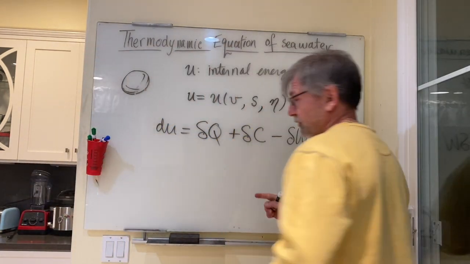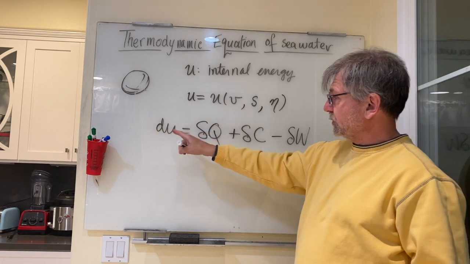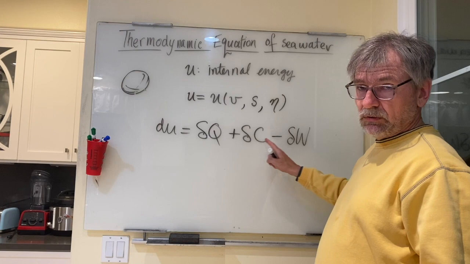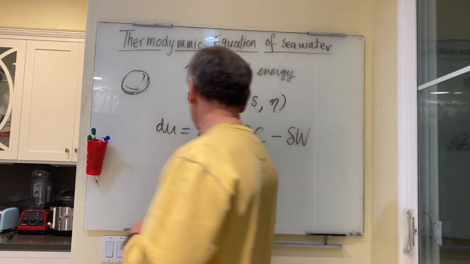All right, so these are the three different ways in which we can change the internal energy. We can either add heat, change the chemical composition, or do work on the parcel. And now we can relate these things.